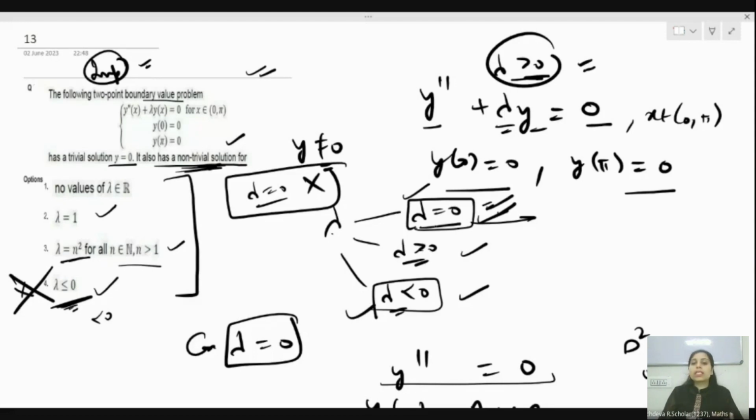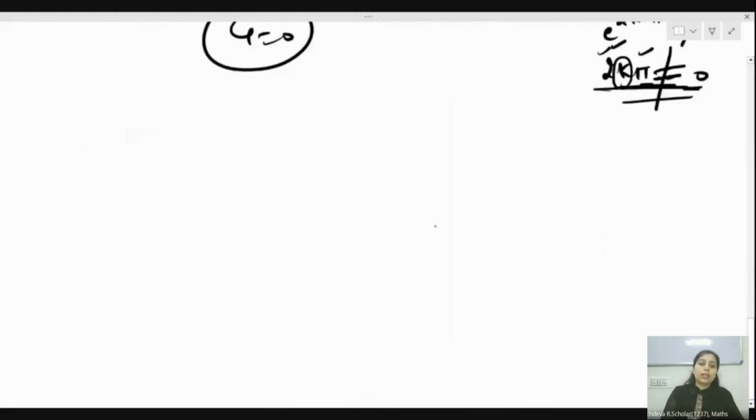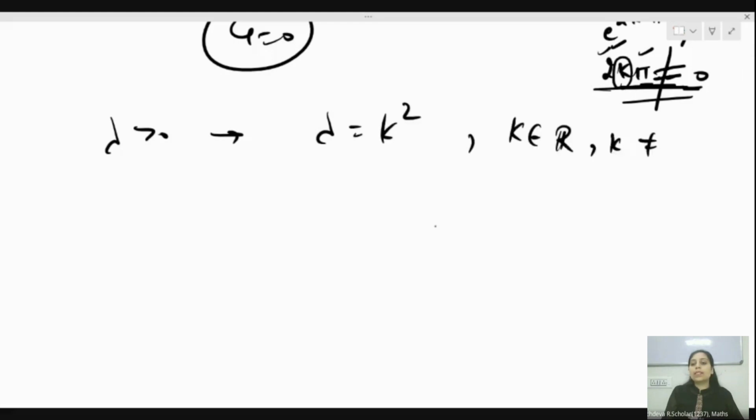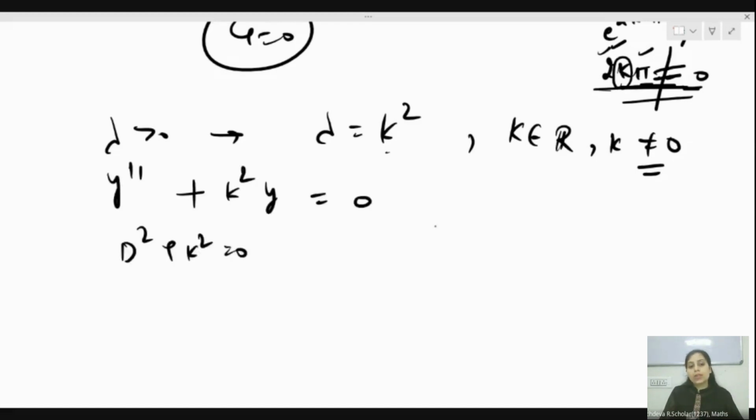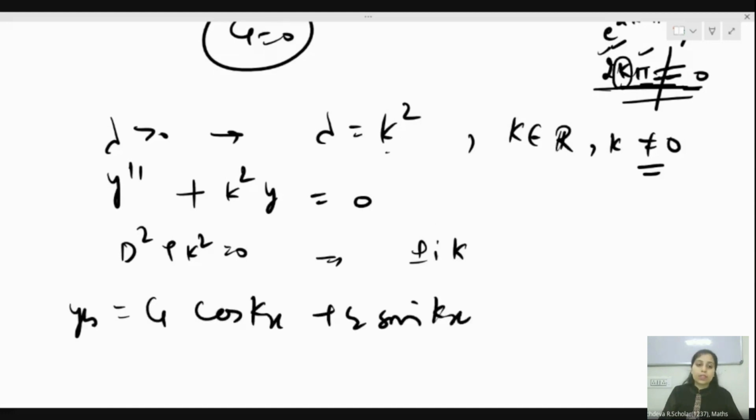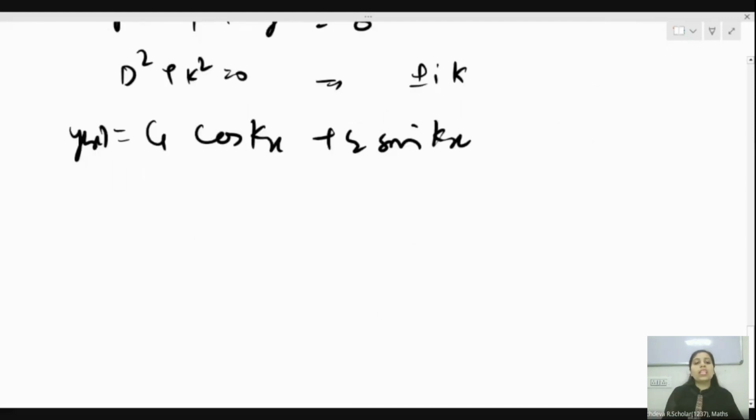Now check lambda greater than 0. Lambda greater than 0 means lambda is equal to k square, where k belongs to any real number except 0, because if k is 0 then lambda is equal to 0. Substituting this, y double dash plus k square y is equal to 0. In this case, D square plus k square is equal to 0 will give you plus minus iota k, and the solution will be y(x) is equal to c1 cos kx plus c2 sin kx. Now using the conditions y(0) is equal to 0, y(pi) is equal to 0, this will give you 0 is equal to c1.